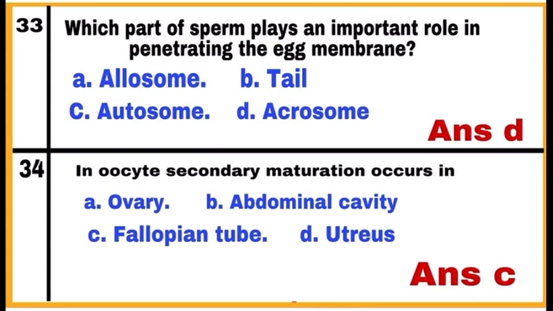Question 34. In oocyte, secondary maturation occurs in? Secondary maturation of oocyte occurs in fallopian tube. So here mark C as a correct answer.